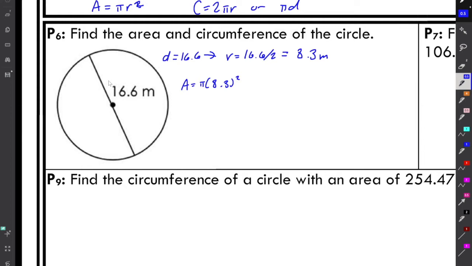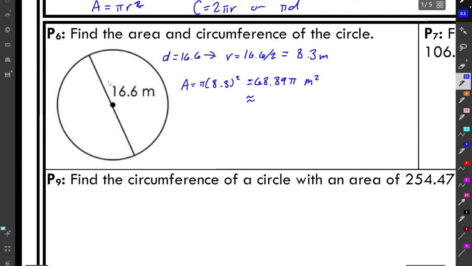Okay. So I want your answers both in terms of pi and a decimal. So 8.3 squared is equal to 68.89. So in terms of pi, my answer will be 68.89 times pi, right? We haven't multiplied pi yet. All we did was square the 8.3. And that's meters squared. Okay?